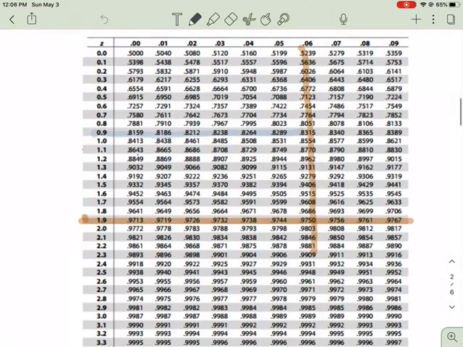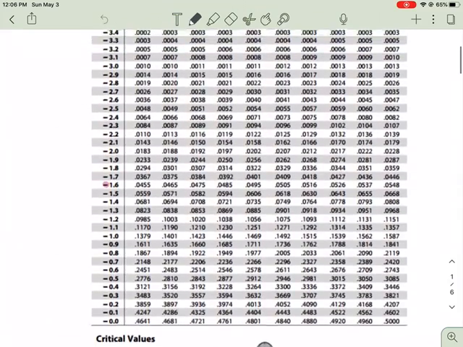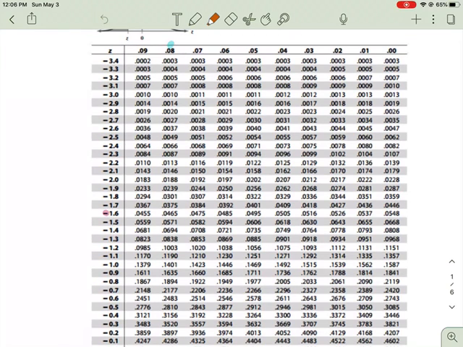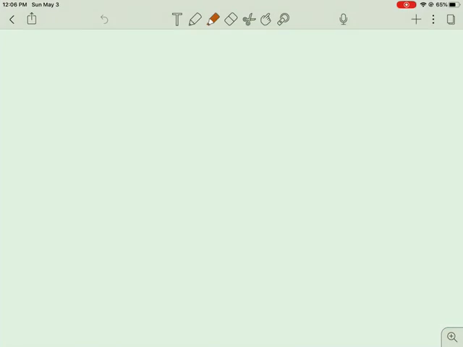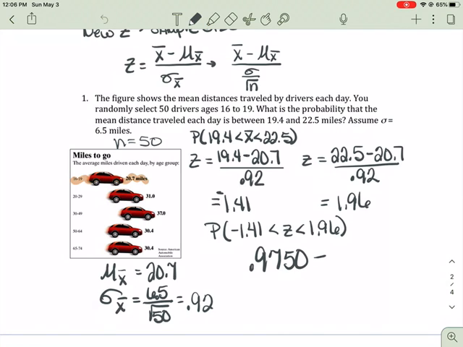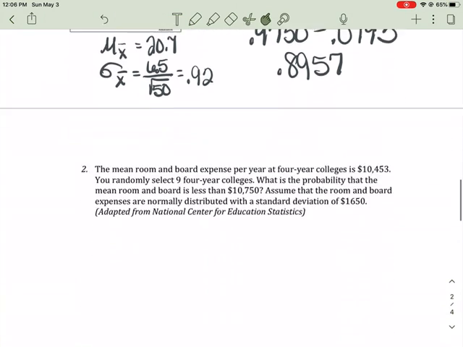Okay, because we're always going to take the larger minus the smaller. Okay, and then negative 1.41, 0.0793. Okay, subtract them, and that's going to be 0.8957. So we could say that there's an 89.6% probability that drivers between 16 and 19 travel between 19.4 and 22.5 miles.